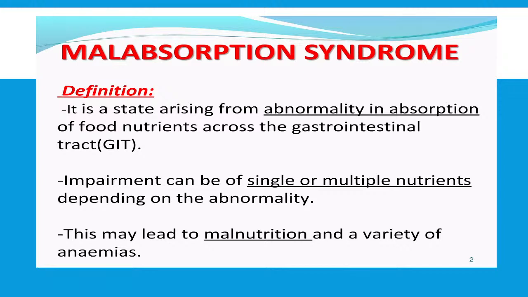Malabsorption syndrome, the definition: it is a state arising from the abnormality in the absorption of food nutrients across the GIT. Okay, basically, it is the abnormal absorption of nutrients across the gastrointestinal tract. Impairment can be of single or multiple nutrients depending upon the abnormality, and this may lead to malnutrition and a variety of anemias. Okay.